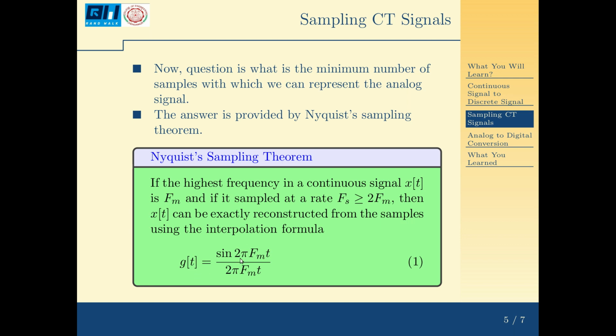This g(t) is equal to sin(2πFm t) by 2πFm t. This is basically a sinc function. So this is the formula for reconstruction. So if I take more than 2 samples out of a period, then I can faithfully reconstruct my sampled signal. How do I do that? I do this by passing the samples through a reconstruction filter whose response is sin(2πFm t) by 2πFm t.